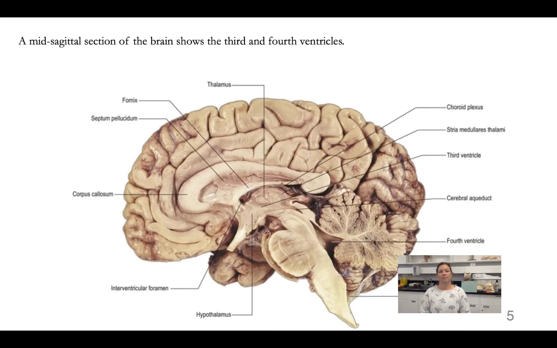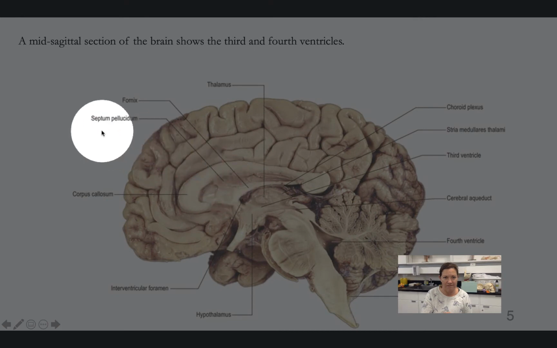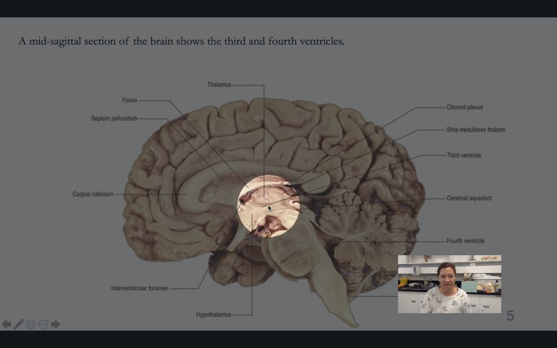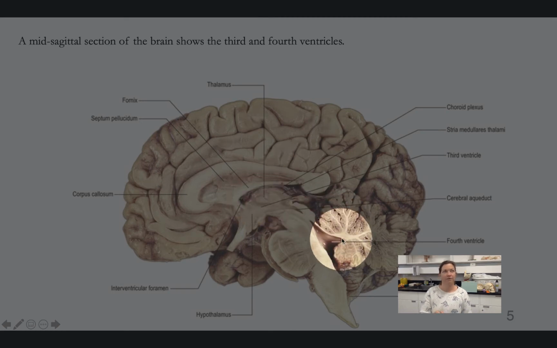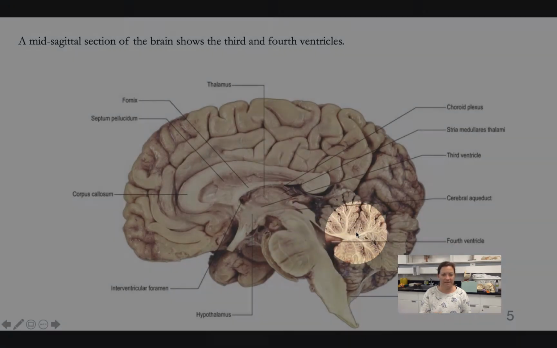Now we know in a mid-sagittal section, we cannot see the lateral ventricles. What we can see is this thin membrane of septum pellucidum that separates the lateral ventricles on the midline. We're peering into the third ventricle here with the thalamic wall and the thalamic adhesion, the interthalamic adhesion, visible at the center of the cursor, and the fourth ventricle, which is bordered anteriorly by the pons and posteriorly by the cerebellum.